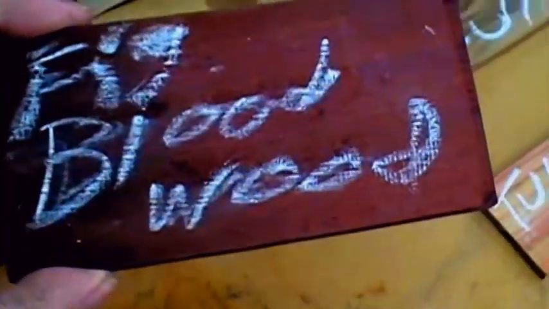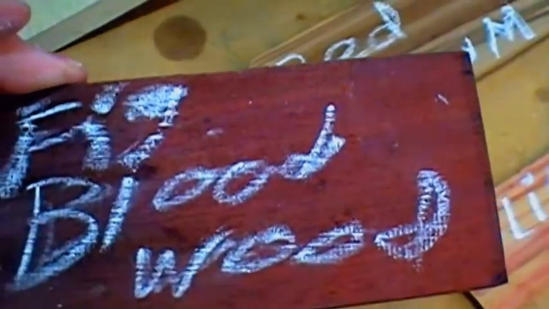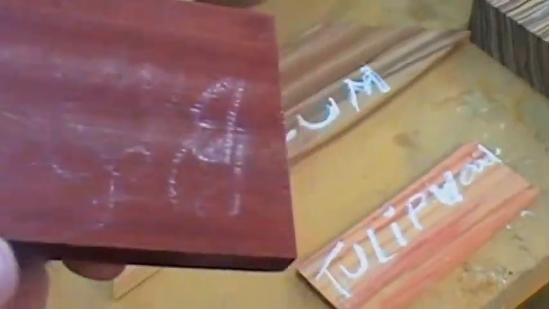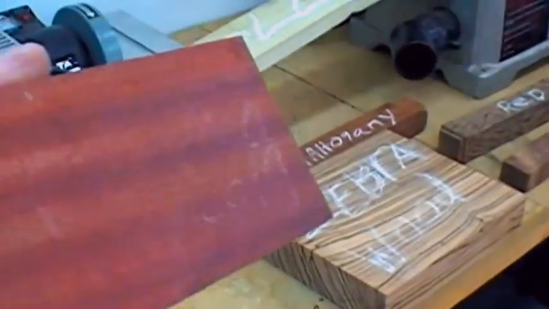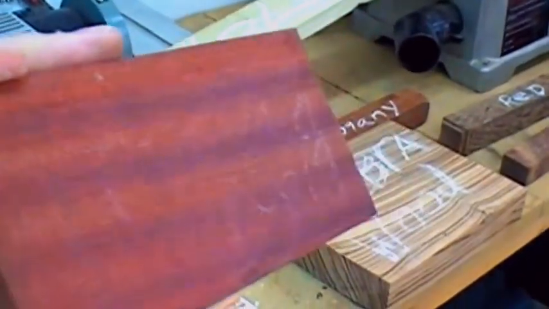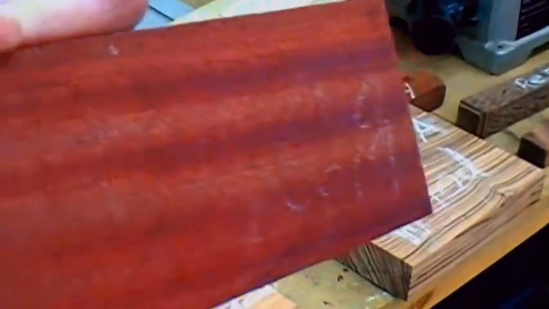Bloodwood. Bloodwood is another very hard wood. You need sharp tools for it. This is a figured piece of bloodwood. Let me wipe that little bit of chalk off there. And that has a nice look to it too. That's like the figured sipo, but this is bloodwood, and that's got a nice look to it too.